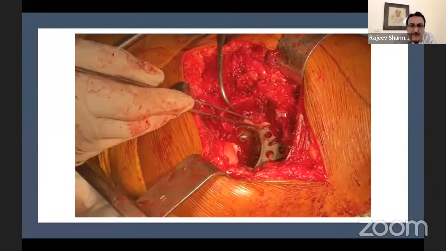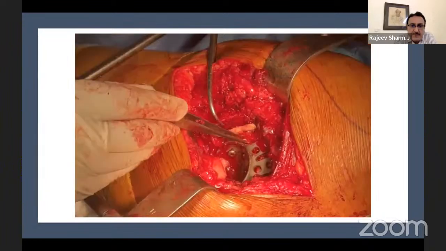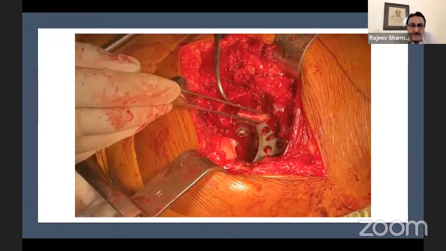And the remaining graft that you have, you can put the slices in the back in whatever area is left.